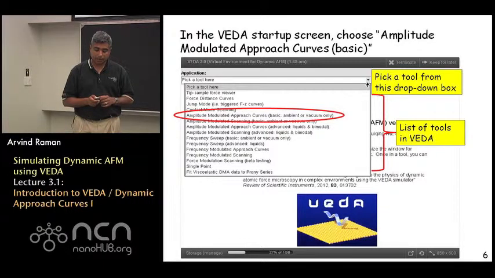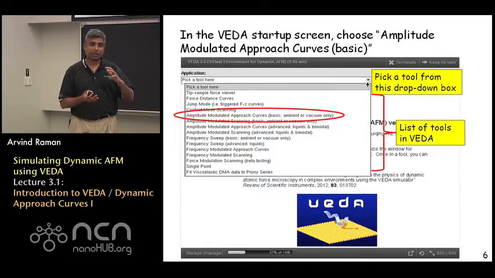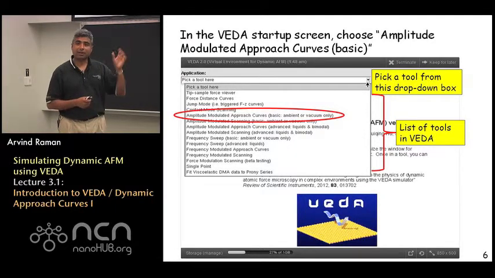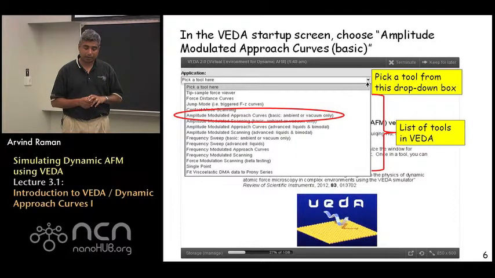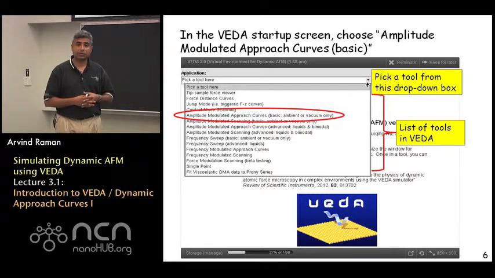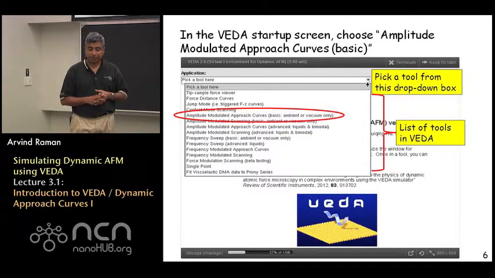So when you launch the tool, you get this particular interface. You have this nice image of a cantilever oscillating, and then you have a pick a tool window bar that comes in, and if you put your cursor on that, you get a drop-down menu of all the different tools that you can access using VEDA.